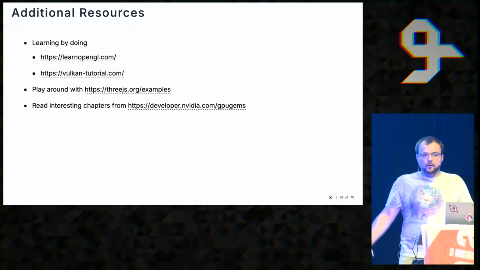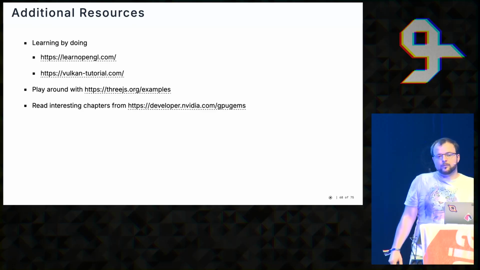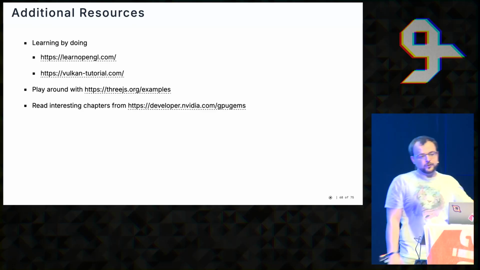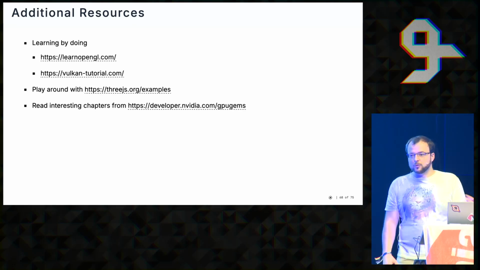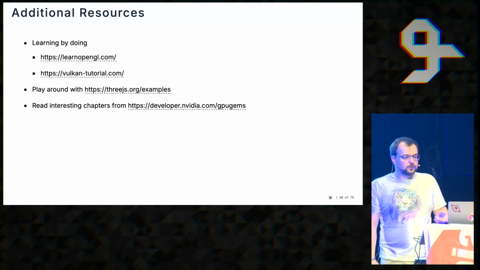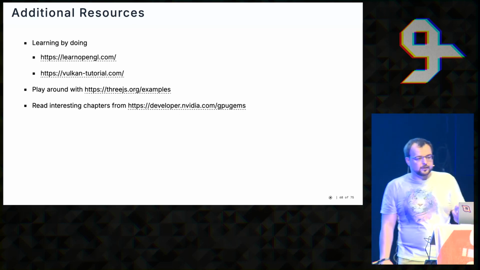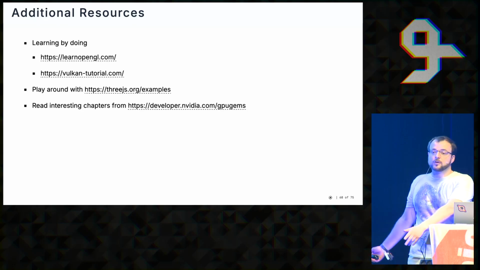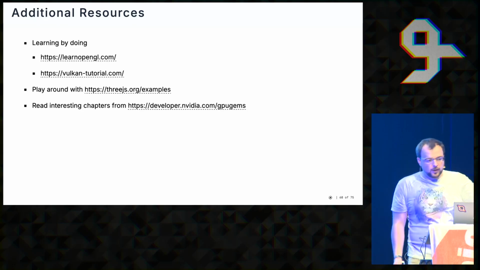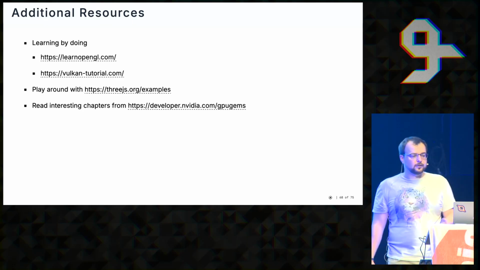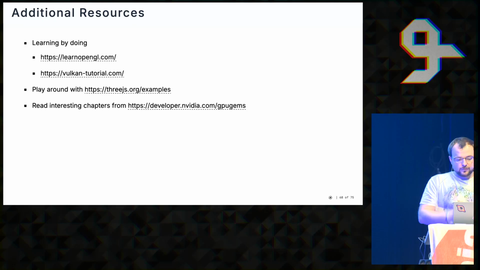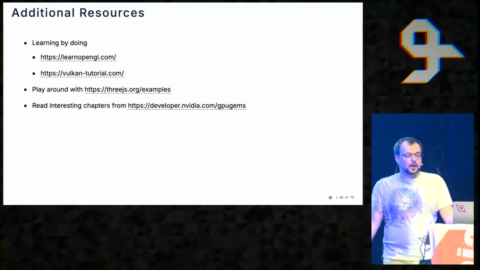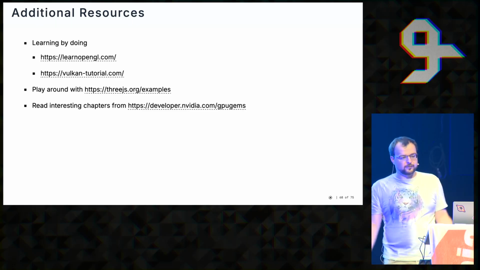You can also just play around and look at things. A lot of the simple examples I've shown in this talk were just the default three.js examples. You can play around with them and look at the code for all of them to see what is possible there. That's a nice resource. And of course, there's a lot of things you can read. For example, there are three whole books available for free online from NVIDIA called GPU Gems, which cover different rendering techniques in excellent detail if you want to dive deep into some specific topics.